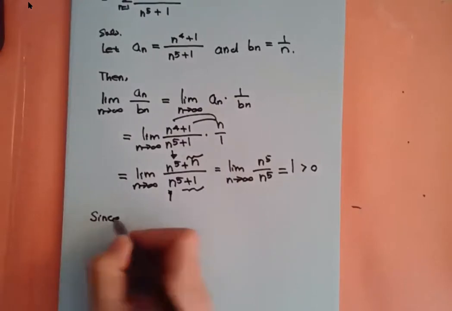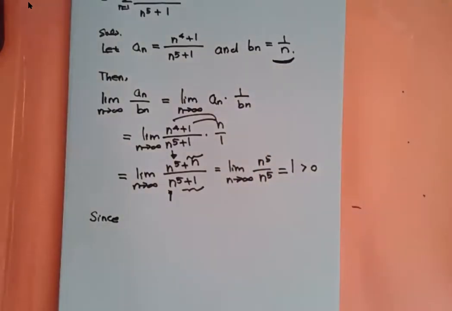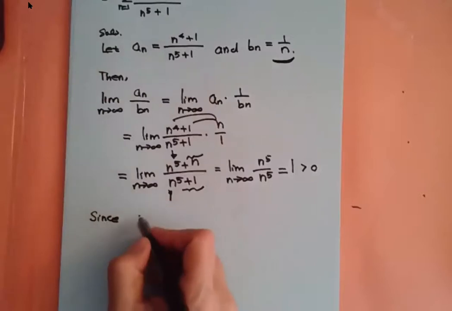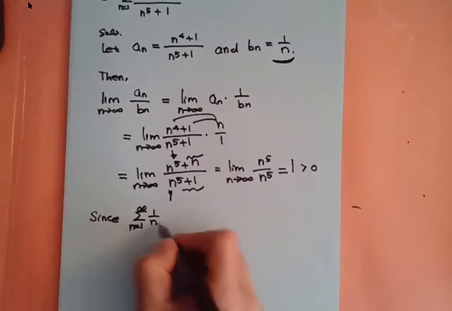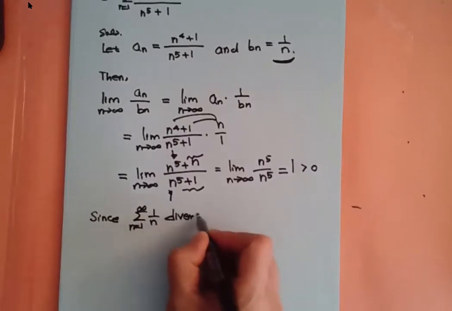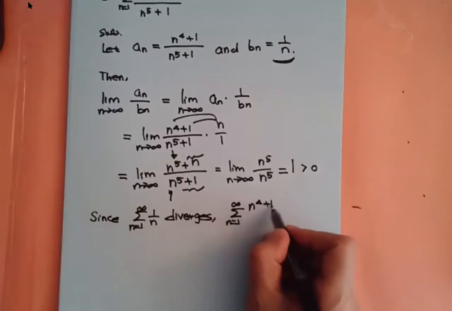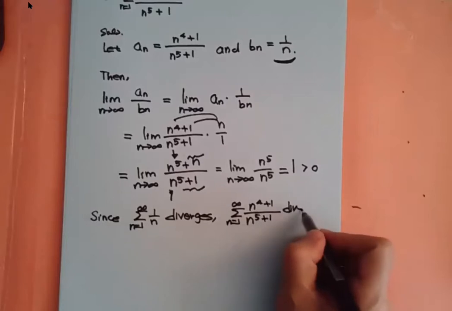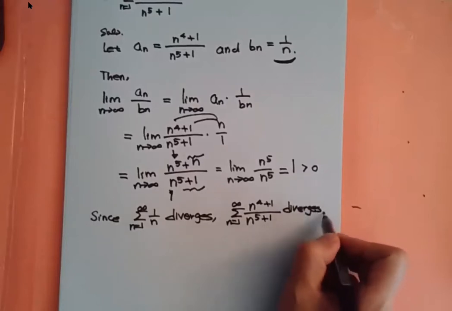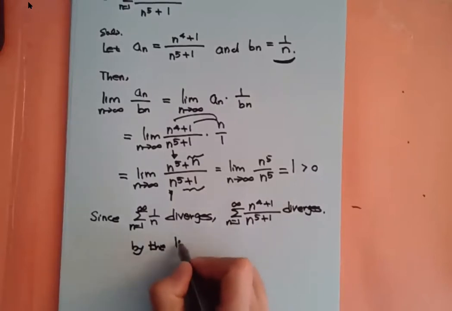In this case, we are comparing with the harmonic series. So the harmonic series diverges. So this series also diverges. So summation n equals 1 to infinity, 1 over n diverges. Therefore, summation n equals 1 to infinity, n to the fourth power plus 1 over n to the fifth power plus 1 diverges by the limit comparison test.